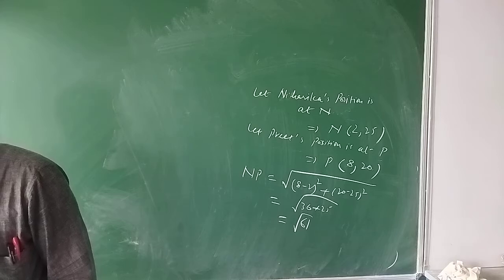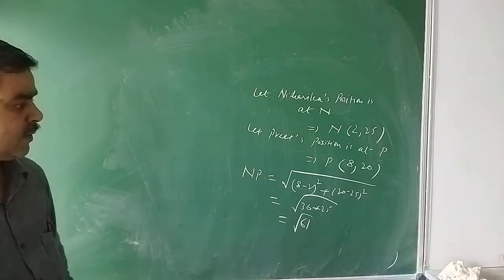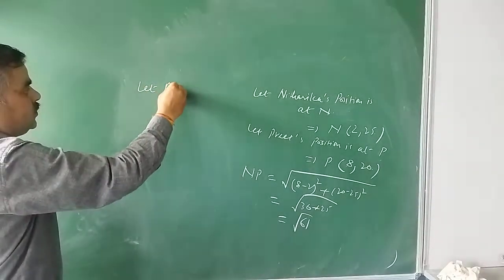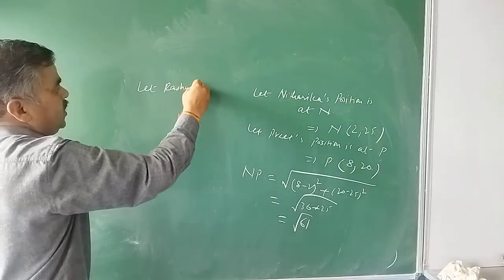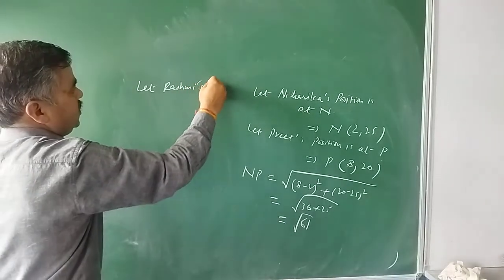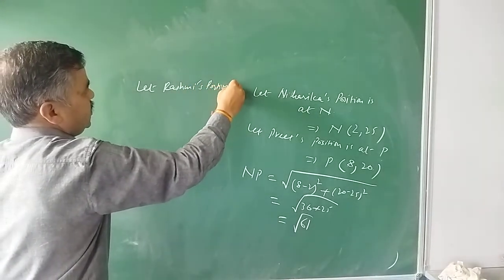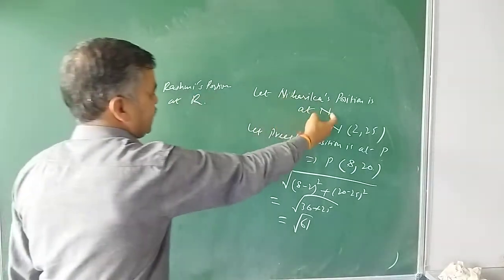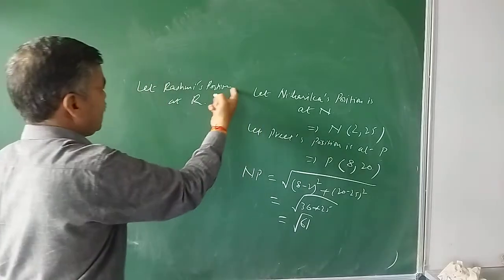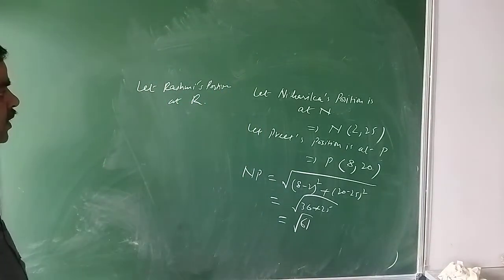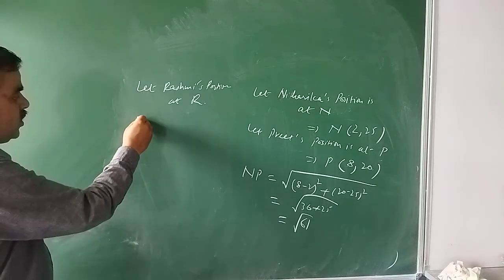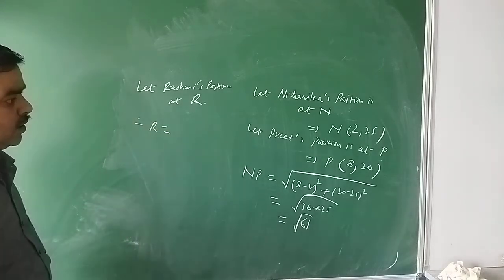Now Rashmi is exactly between the two. So let Rashmi be positioned at R. I have taken Niharika at N, Preet at P, and Rashmi at R. So she is exactly between the two, that is the midpoint. So therefore R is equal to what?